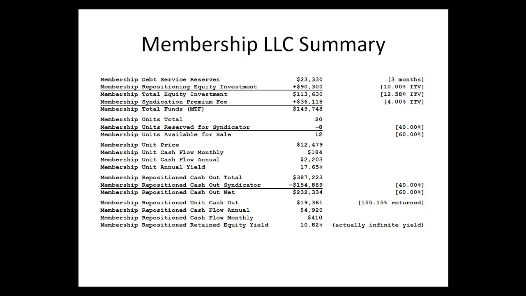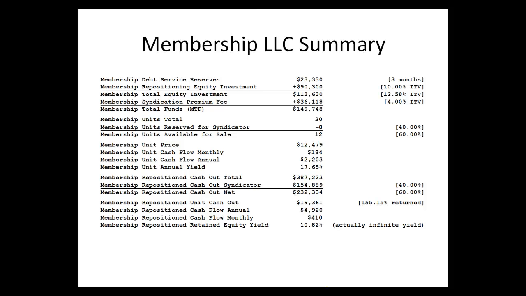When the property is completely repositioned and refinanced with a cash-out loan, after paying off the senior debt on the property, we'll have $387,223 remaining. We subtract 40% of that as the syndicator's share, leaving $232,334 to be distributed among the common equity investors. Now the per unit cash out is equal to $19,361. That represents a 155% return to the common equity investors.